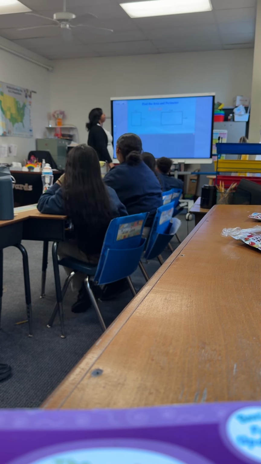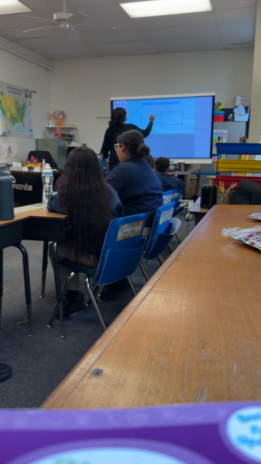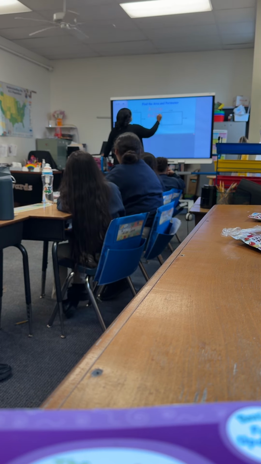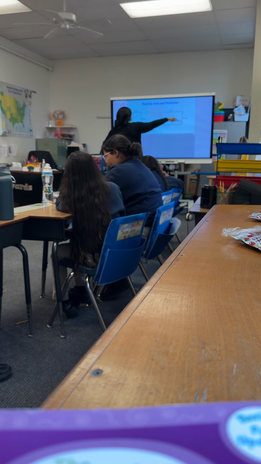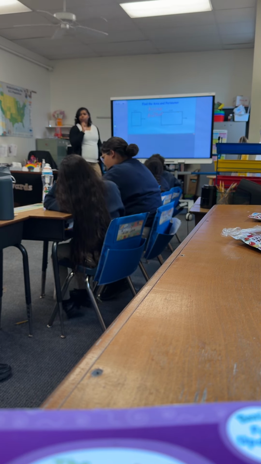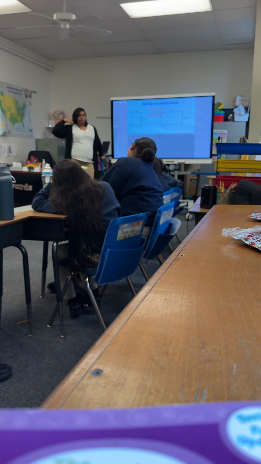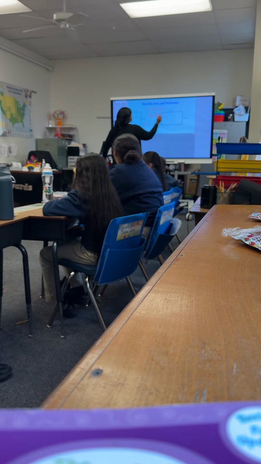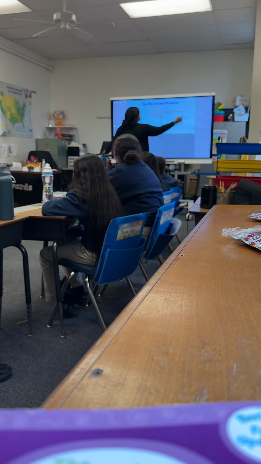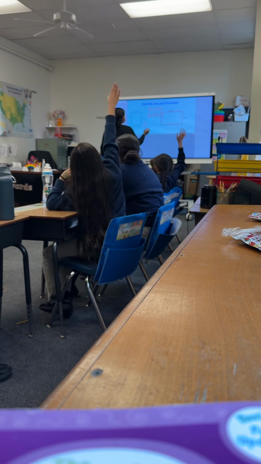24. 24 what? Centimeters squared. Good. 24 square centimeters. Because we know if we multiply the length and the width, you're going to get 24. What about the perimeter? This is more mental math. The perimeter. Remember, perimeter is length plus width plus length plus width.